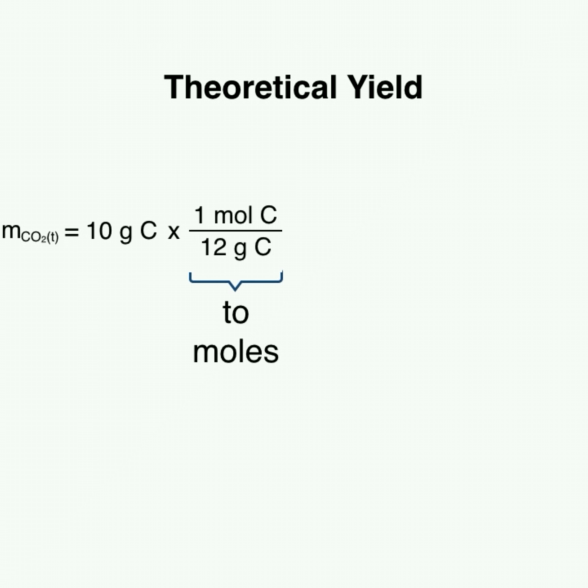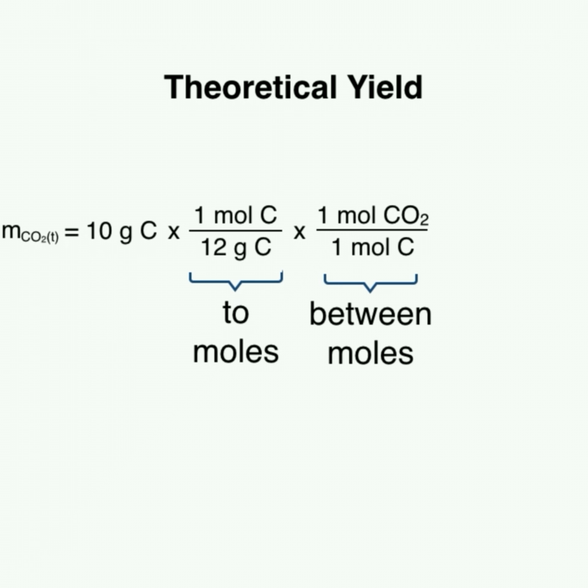Now, to calculate the percent yield of the experiment, we must determine the theoretical yield of our desired substance. In this case, we must calculate the theoretical mass of CO2 that we expect. To do this, we start with our mass of carbon, which we know is 10 grams. We'll first divide this by the molar mass of carbon, which is 12 grams per mole, in order to convert to moles. From here, we'll multiply by the molar ratio 1/1 from our chemical equation, in order to convert between moles.